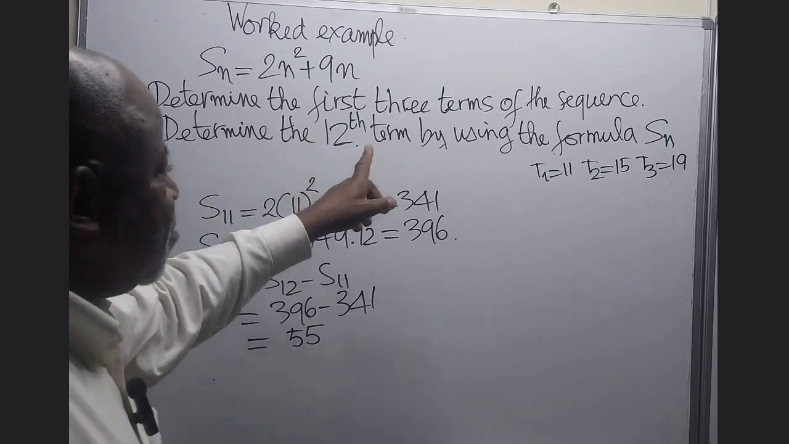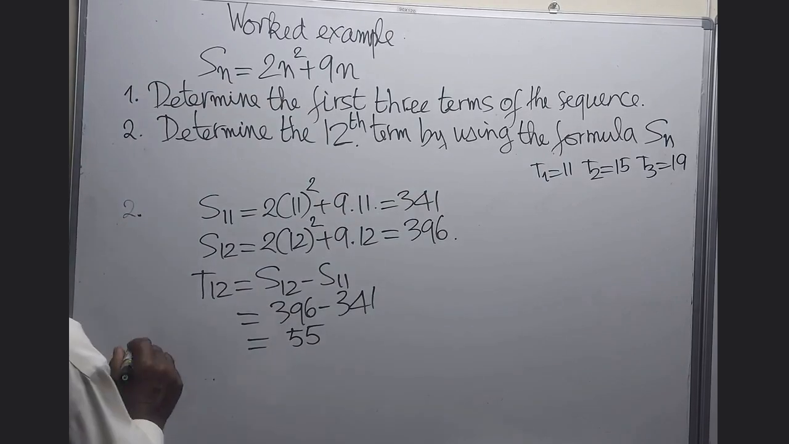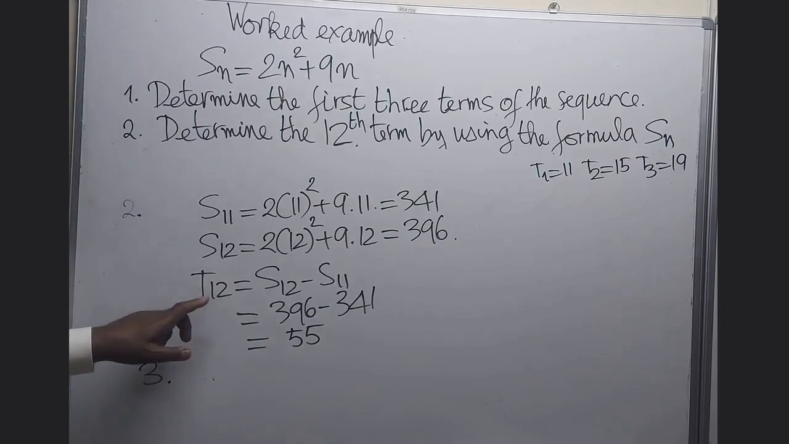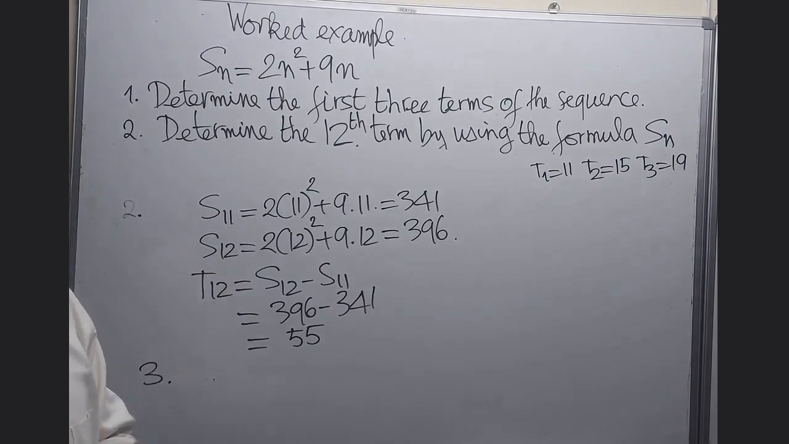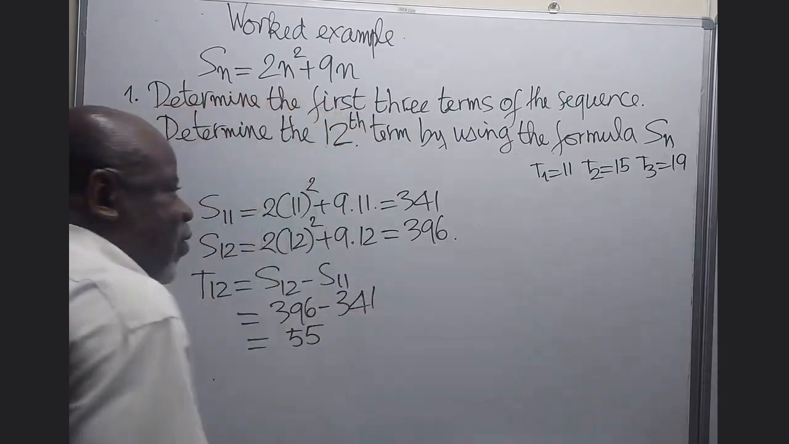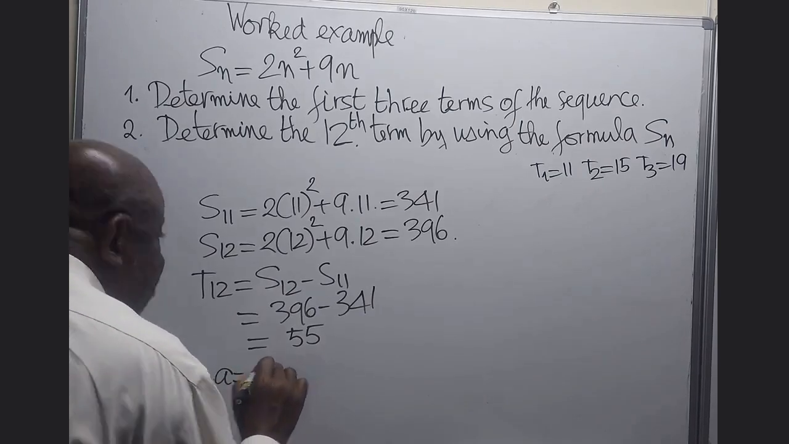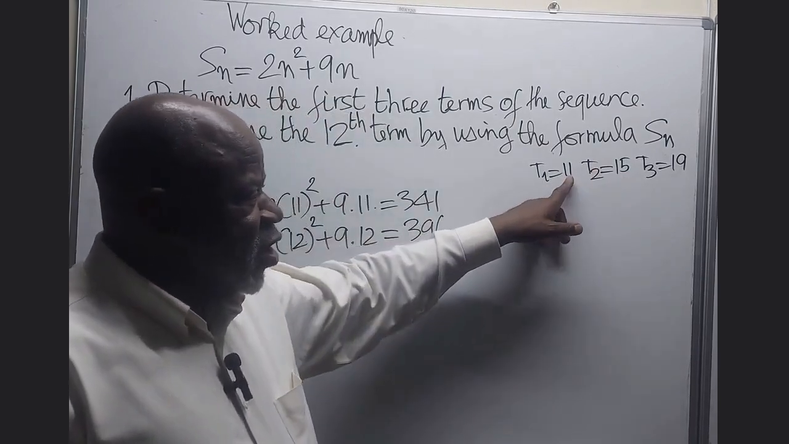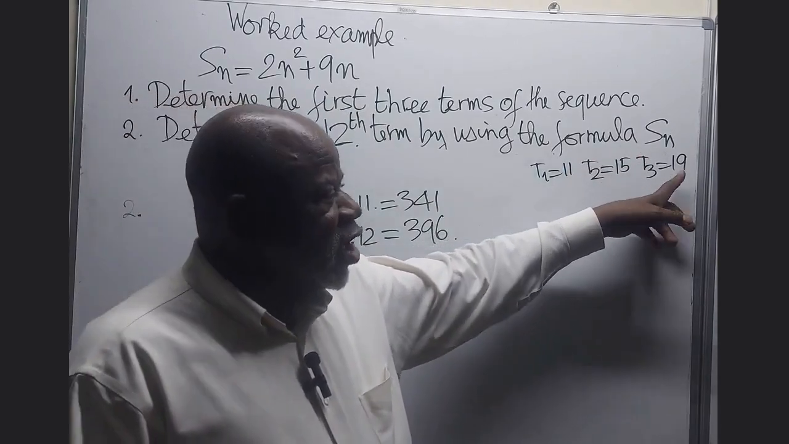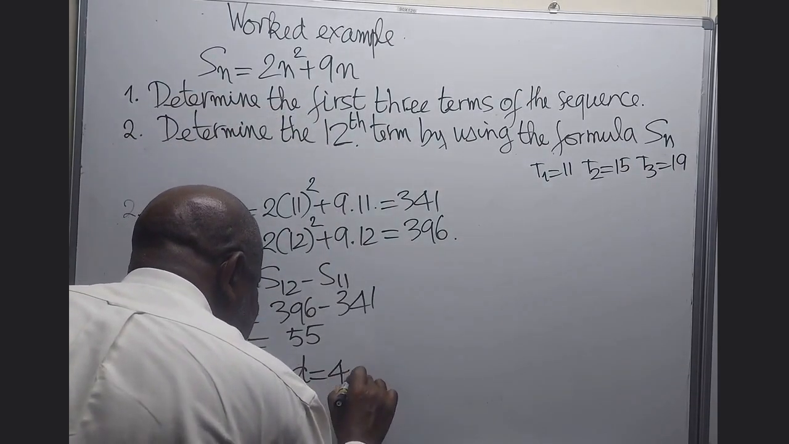That is the answer for the second question. Determine the 12th term by using the formula Sn. And question number 3 was getting this T12 by using the formula of the general term. So here we know, by considering our first three terms, that the first term is 11, and if we want to get the common difference, it will be 15 minus 11, we're getting 4, and 19 minus 15, we're going to get 4. So our common difference D is equal to 4.